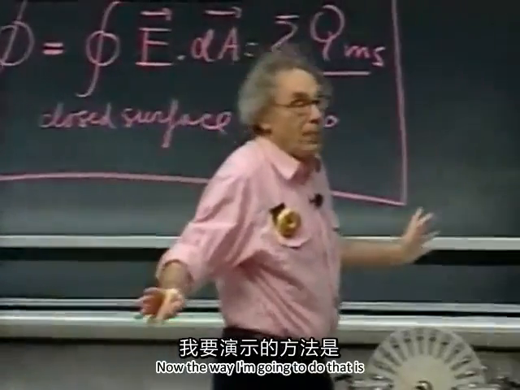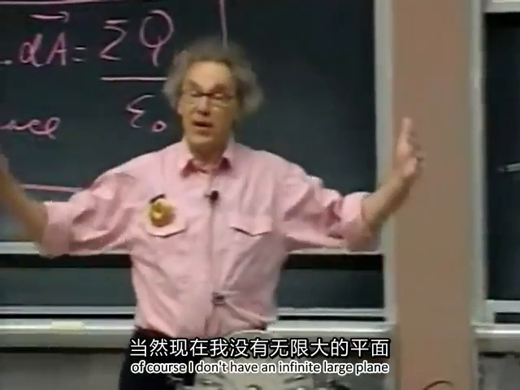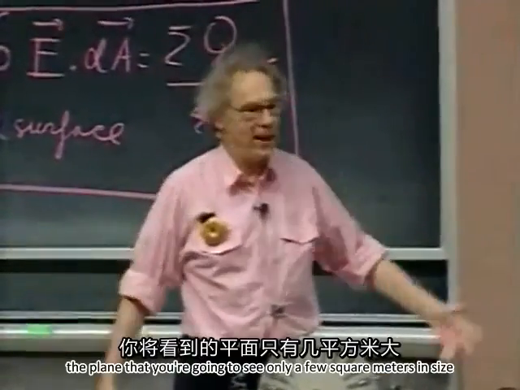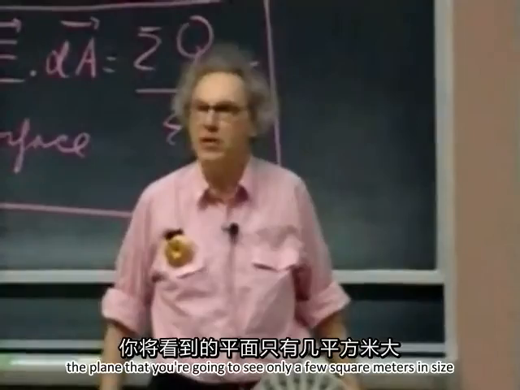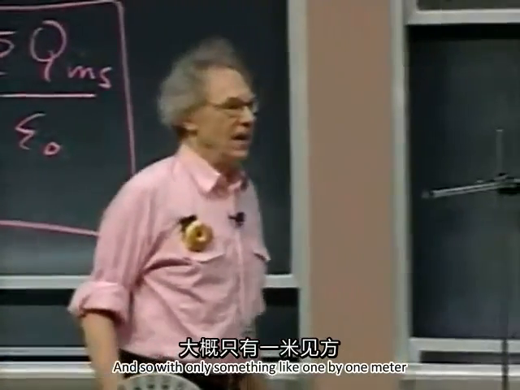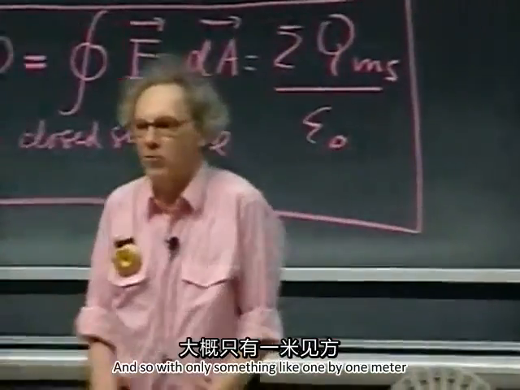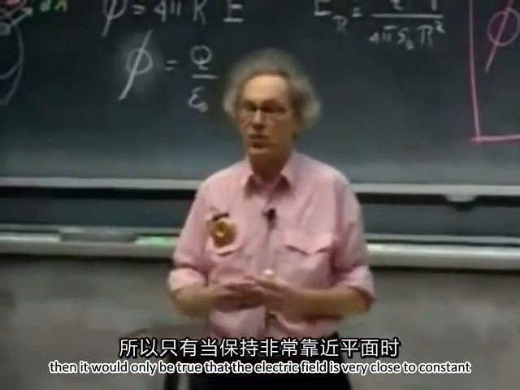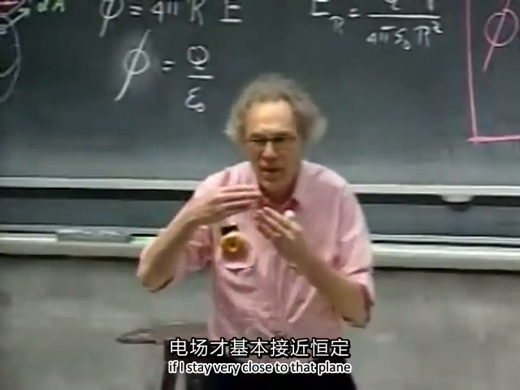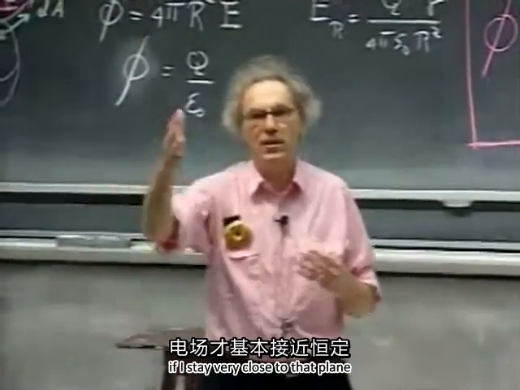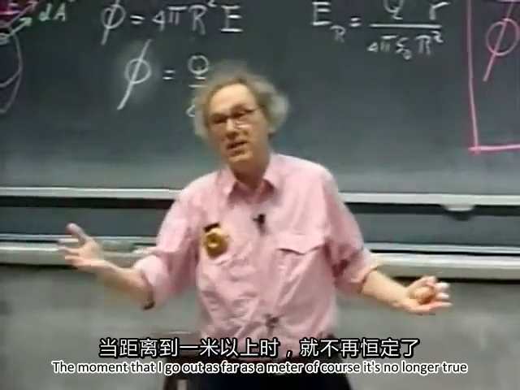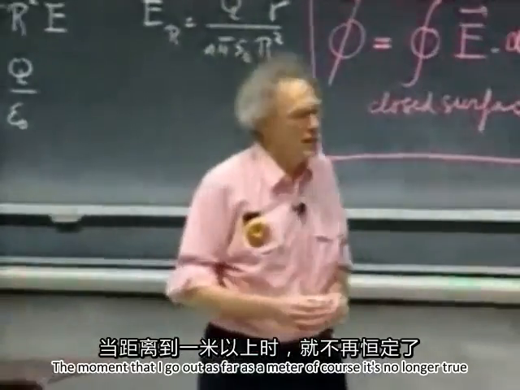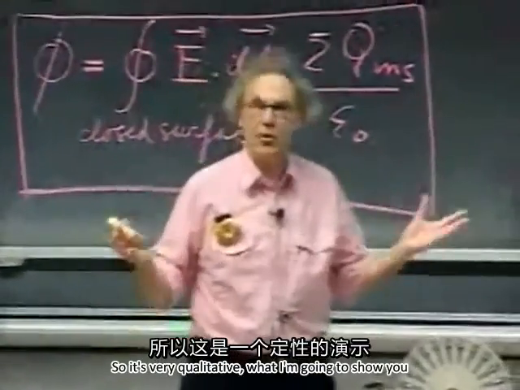Now, the way I'm going to do that is, of course, I don't have an infinitely large plane. The plane that you're going to see is only a few square meters in size, and so it's only something like 1 by 1 meter, then it would only be true that the electric field is very close to constant if I stay very close to that plane. The moment that I go out as far as a meter, of course, it's no longer true. So it's very qualitative what I'm going to show you.